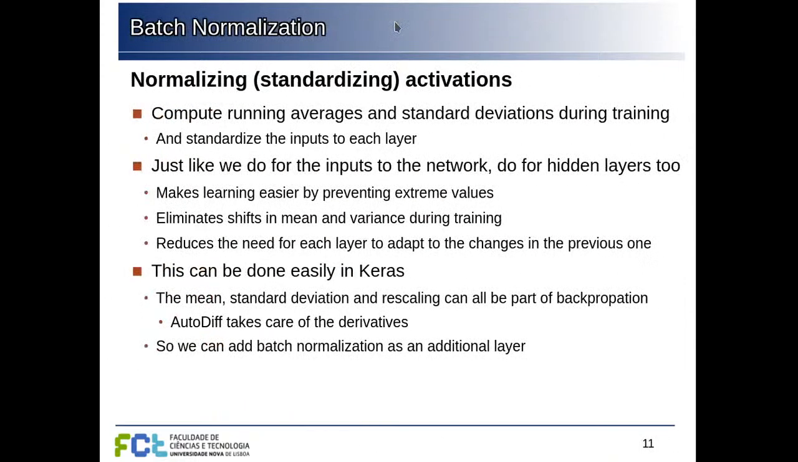Another thing that can help training a lot is batch normalization. We already saw that standardizing the inputs is a good idea for neural networks, instead of starting with a very large range of values and expecting the network to adapt to them. We can standardize and keep everything close to zero with a standard deviation of 1, and this will make it so that our training always uses similar ranges of values.